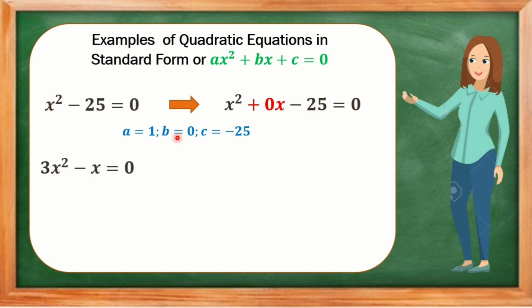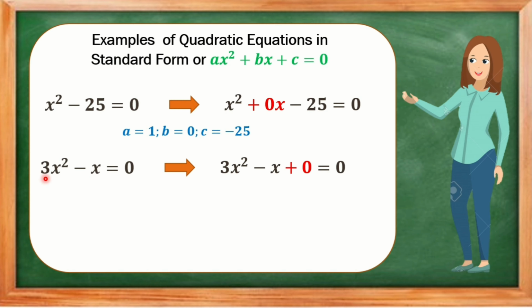Okay, another example is 3x squared minus x is equals to 0. Ito ay nasa standard form pa rin. Pero ano naman ang term ang nawawala? Tingnan natin ang kanyang expanded form. Okay, so we have 3x squared minus x plus 0 is equals to 0. Sa standard form na ito, nawawala ang kanyang constant term. Dahil 0 ang value niya, hindi na natin kailangan isulat ito sa ating original equation. Okay, next, determine natin yung value ng a, b, and c.